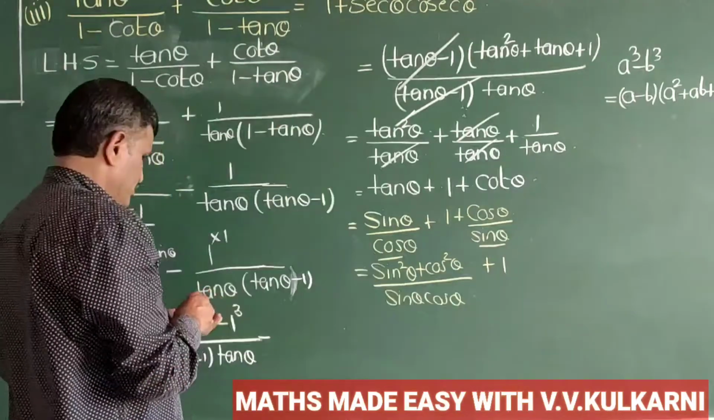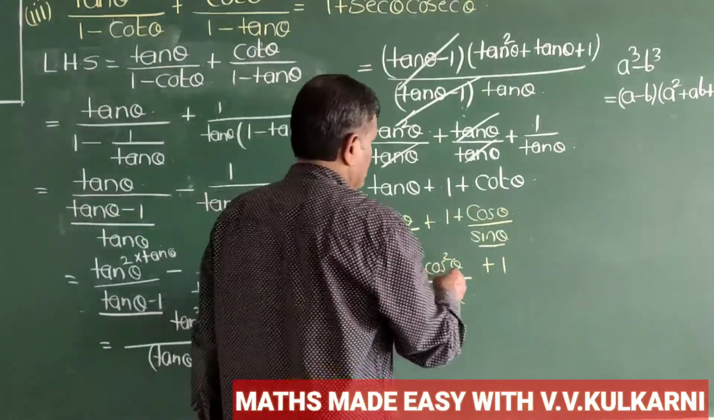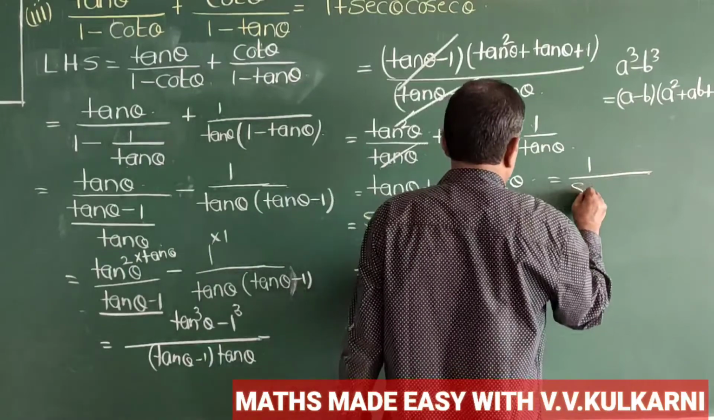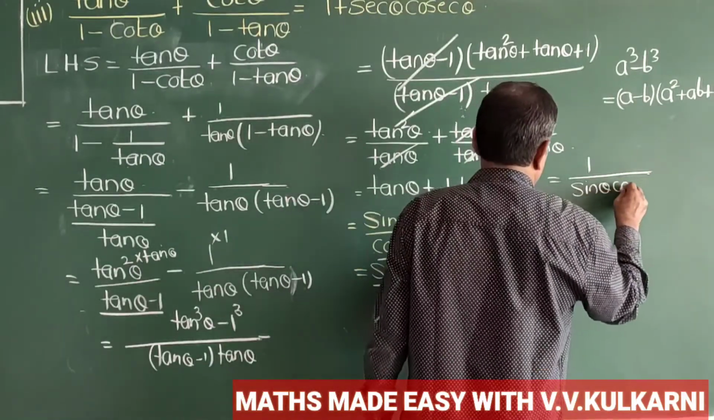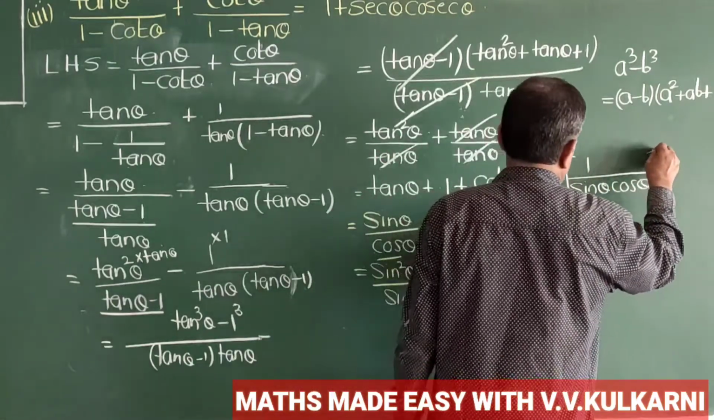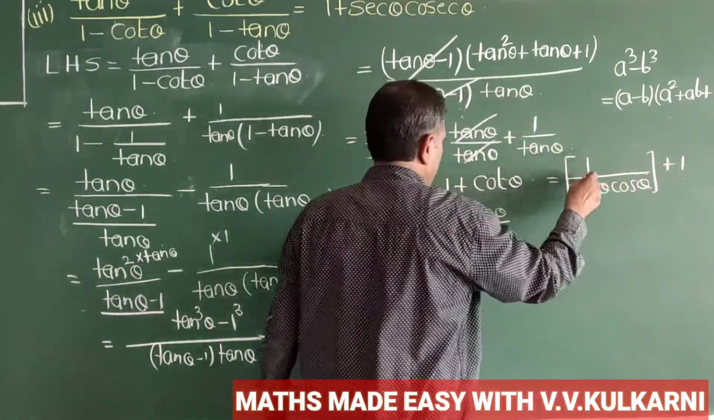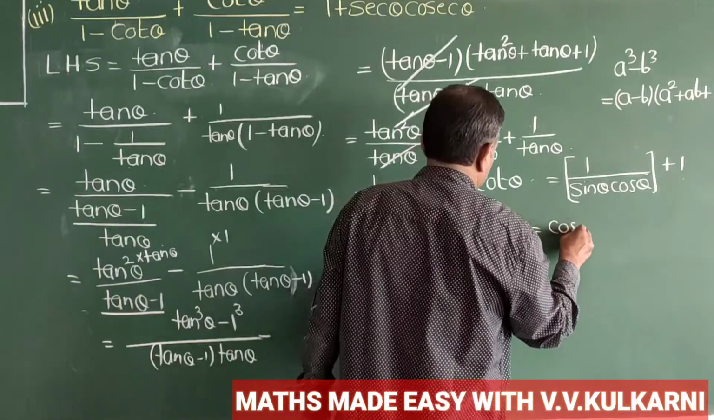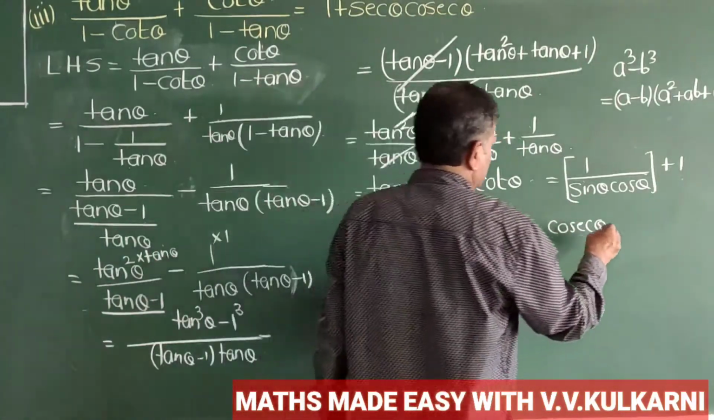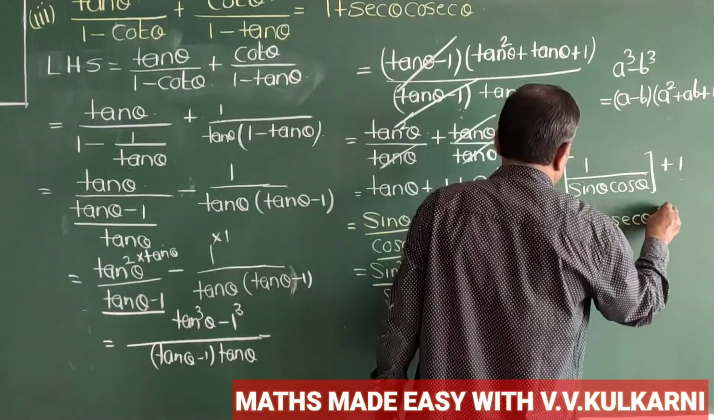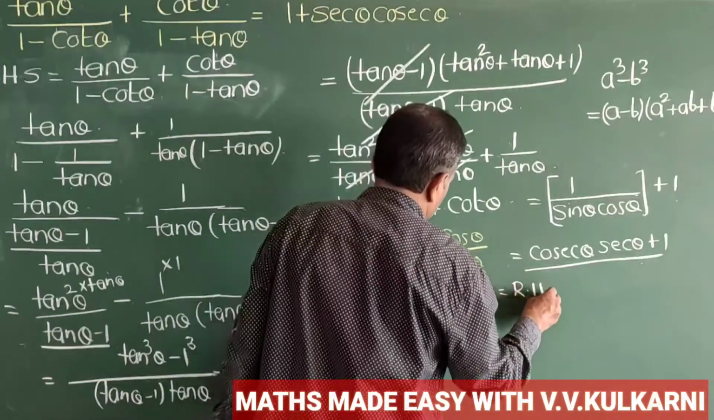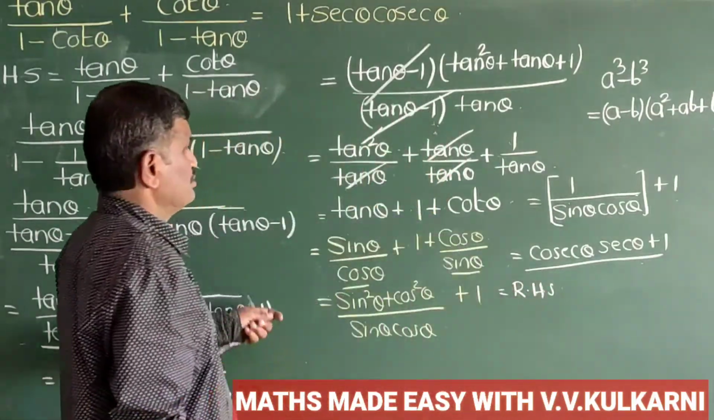So if I simplify, children, what is that I am going to get here? Sin square theta plus cos square theta is 1. 1 by sin theta cos theta plus 1. Now children, 1 by sin is cosec and 1 by cos is sec theta plus 1, and that is your RHS. That is your RHS.